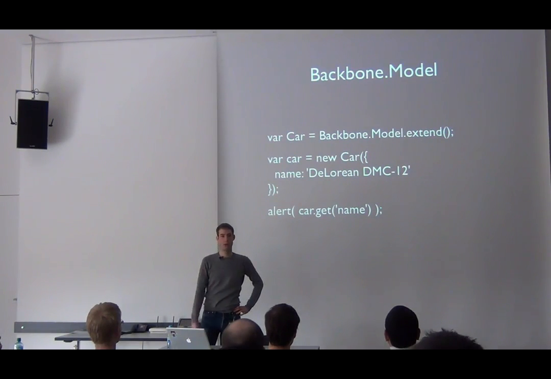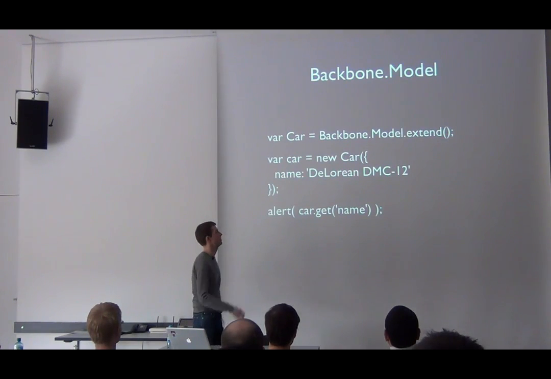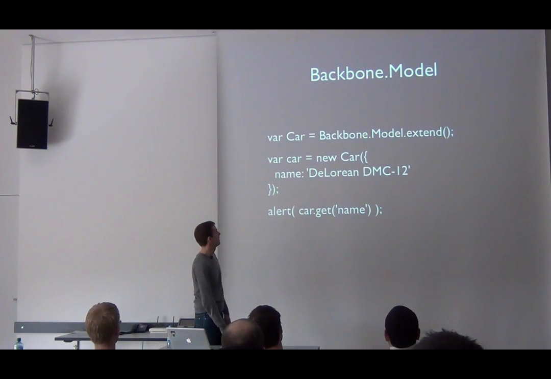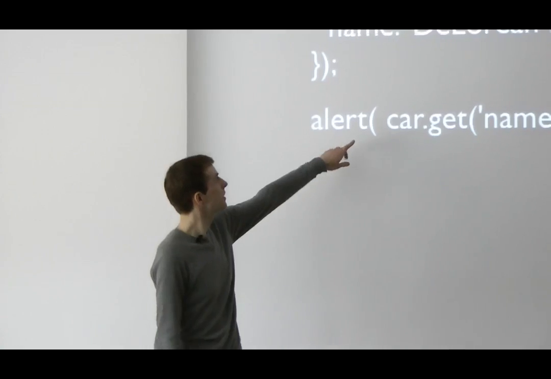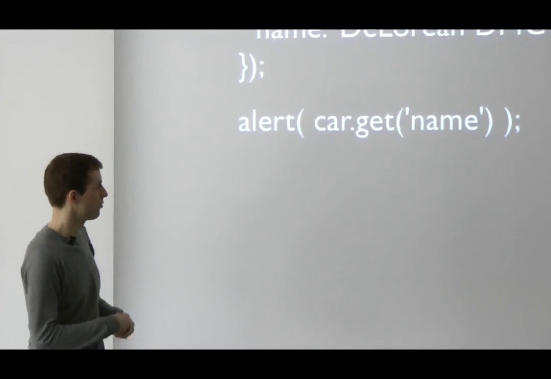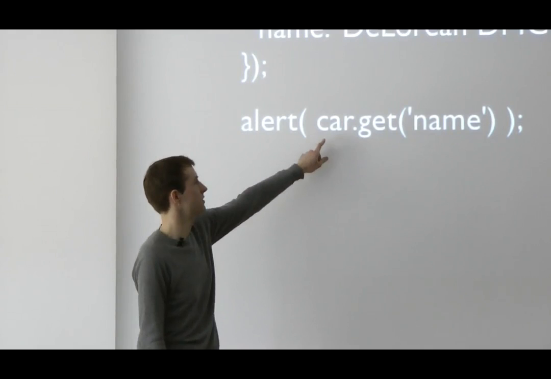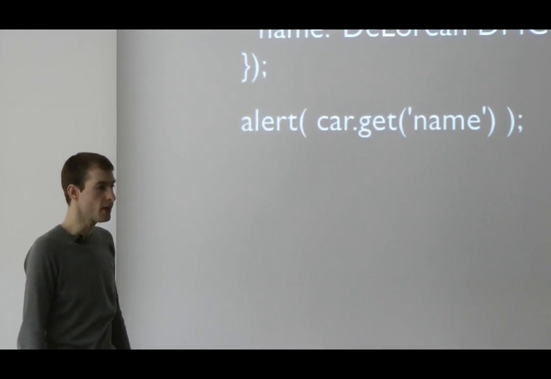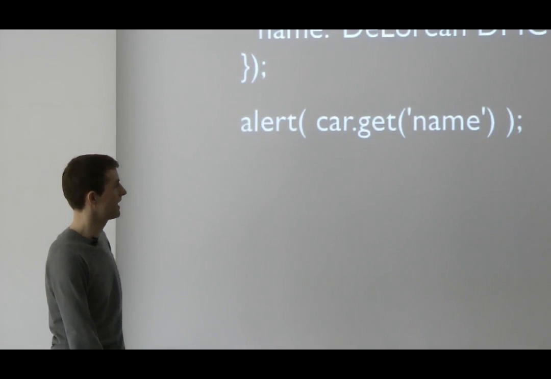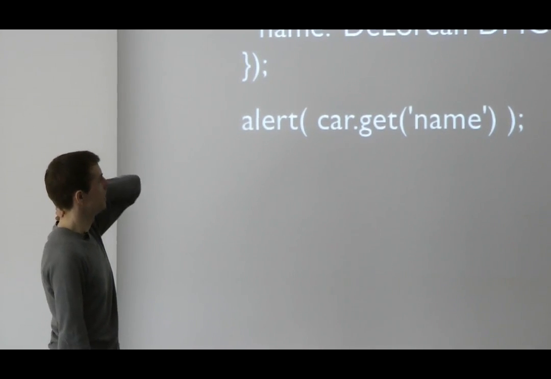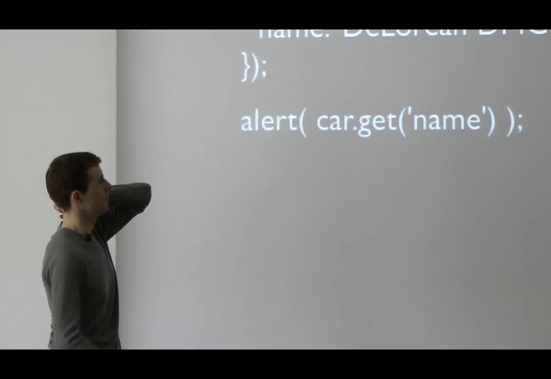We pass some data to the model, so we fill the model with data. In this case, it's very easy. We just pass an object with a name property and say DeLorean DMC12. And then, for example, here we can get the name. We cannot say car.name, but we have to say car.get, because this is the way Backbone allows you to access the attributes of the model. So car.get('name') would alert DeLorean DMC12 and so on.